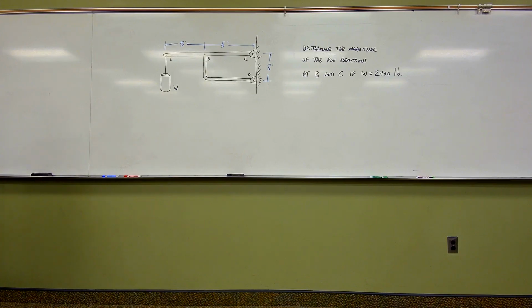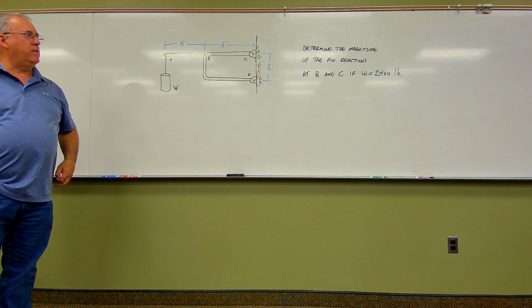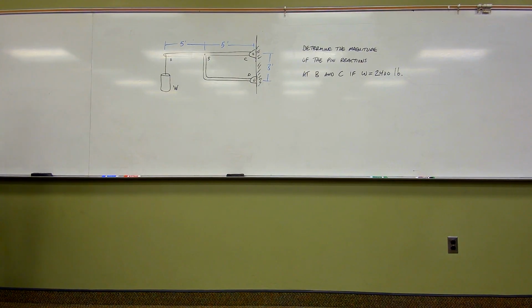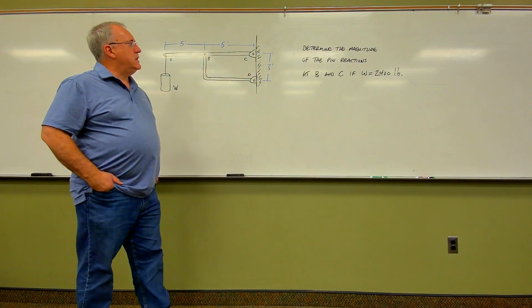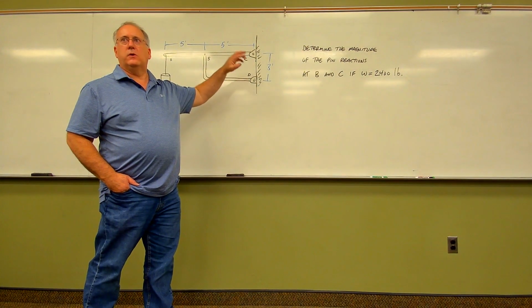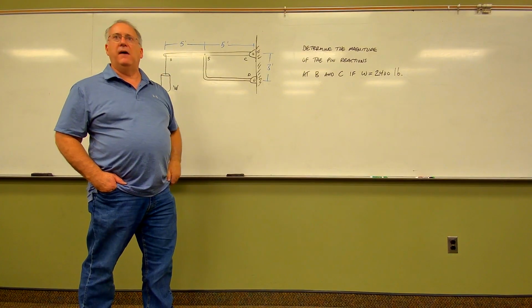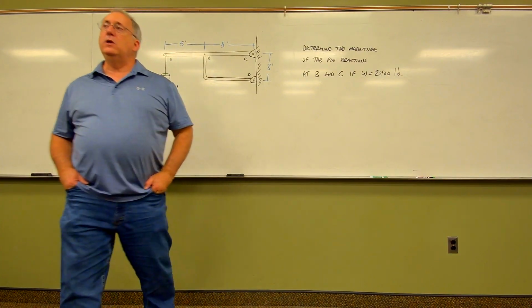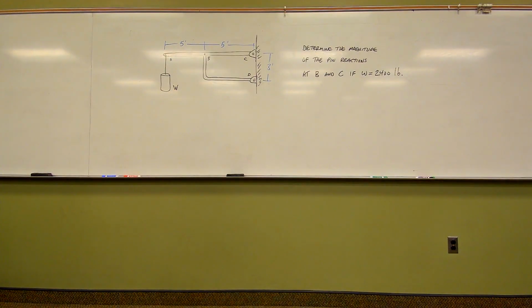The force that's hanging off of point A right here is 2,400 pounds. And then, as it's stated here, determine the magnitude of the pin reactions. The magnitude of the pin reactions. Now, look folks, we all know that pins have an X force and a Y force, or at least they generally have an X force and a Y force. We're used to reporting answers or solving things in terms of, well, AX equals this and AY equals that, I'm done. Right? But this is saying the magnitude.